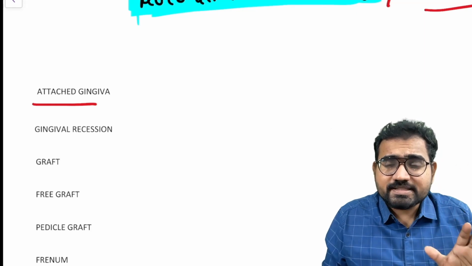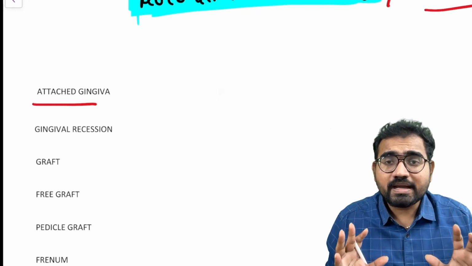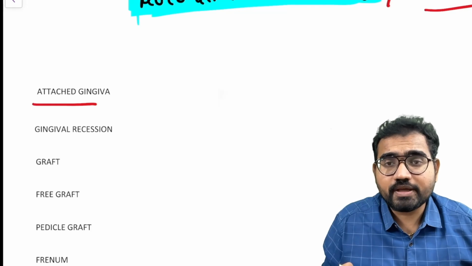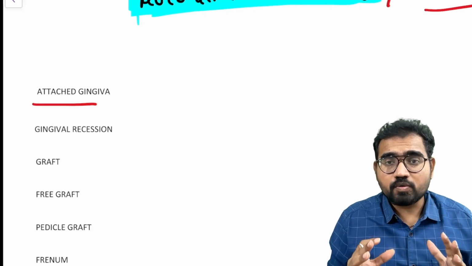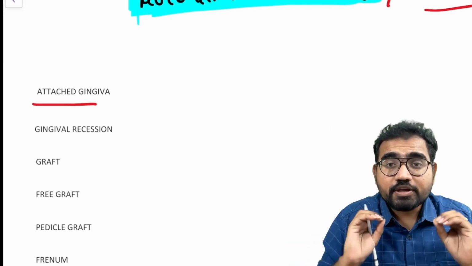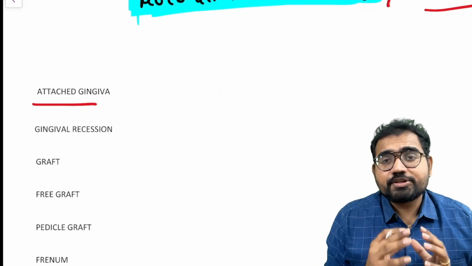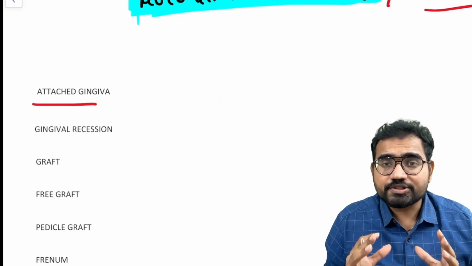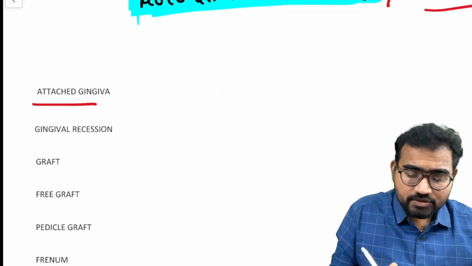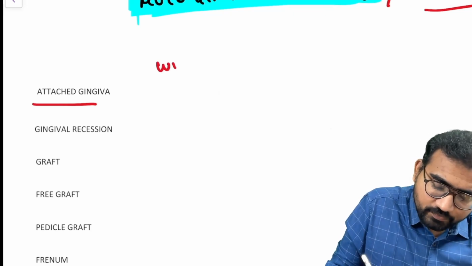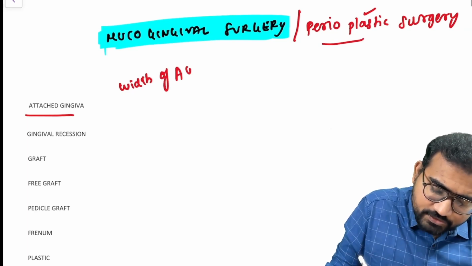Attached gingiva basically is a firm resilient structure which is tightly bound to the underlying periosteum of the alveolar bone. So the attached gingiva is a firm structure which is attached to the periosteum of the alveolar bone. I'm going to measure how much gingiva is actually attached to the bone. That is what I'm going to call width of attached gingiva.